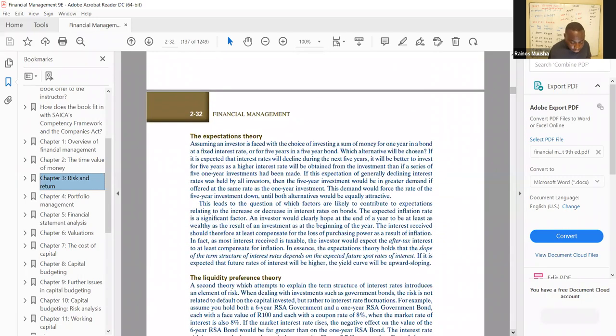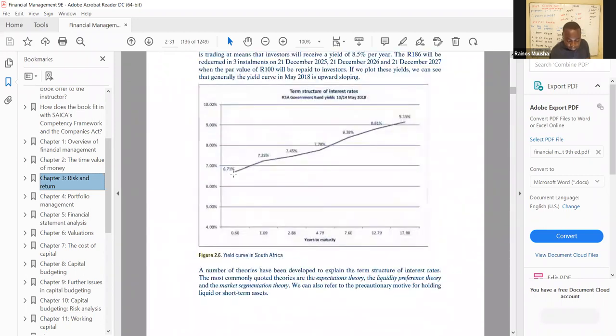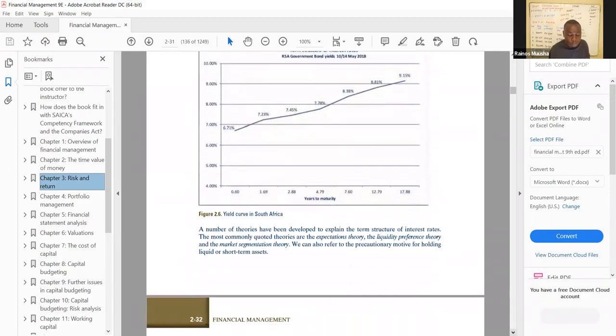So you look at the expectations theory, they say, assuming an investor is faced with the choice of investing a sum of money for 1 year in a bond at an interest rate or 5 years in a 5-year bond, which alternative will be chosen, right? So please take note of this. What you need to know about the expectations theory is that it basically states that the yield curve, remember the yield curve is what shows you the relationship between the interest rates over time. So this is basically a typical yield curve because it shows you what interest rate you are expecting going into the future, from time to maturity as well.